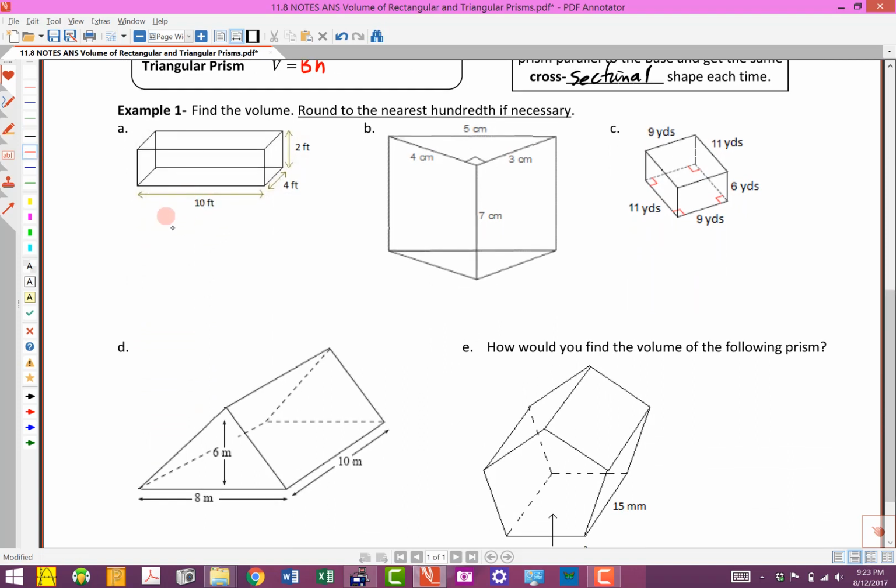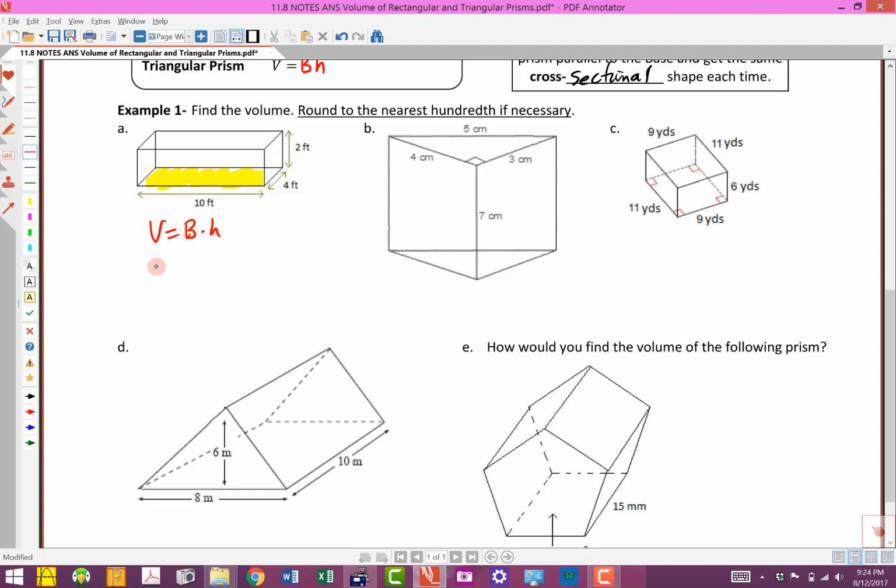Okay, let's take a look at this one right here. We're going to find the volume. This happens to be a rectangular prism, and notice that it says round to the nearest hundredth if necessary. We'll see if that becomes a problem down the road. Now, most people like to have this bottom part be the base, so we're going to think of it right here. That's going to be the base. So I'm going to write this: volume equals big B times H.